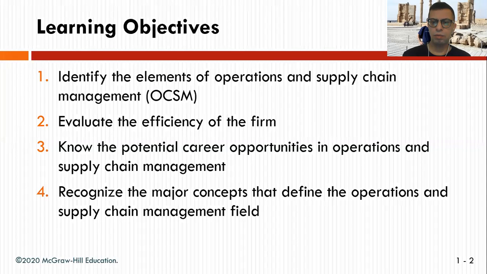Now, the objective of this chapter one is to identify the elements of operation and supply chain management. We will evaluate the efficiency of the firm, know the potential careers and opportunities in operation and supply chain management, and recognize the major concepts that define the operation and supply chain management field.